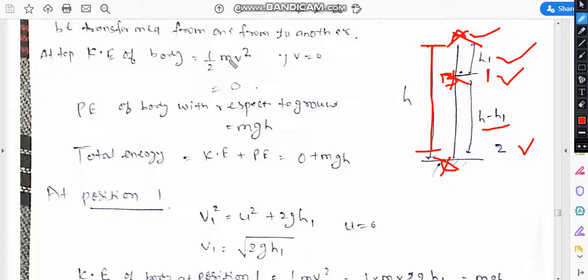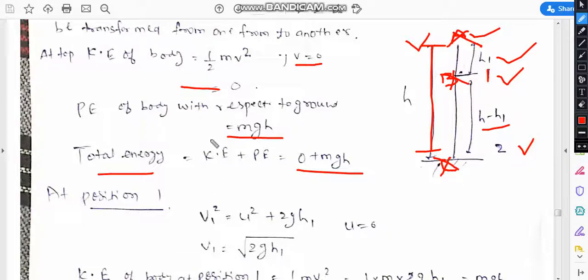Okay, so now from the starting position, the kinetic energy of the body is half mv square. So v is equal to 0, so the total kinetic energy is 0 at this position, and the potential energy is, since the total height is h, mgh. So the total energy is kinetic energy plus potential energy, that is mgh.